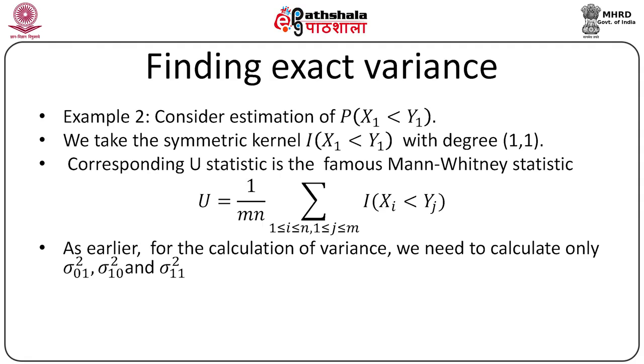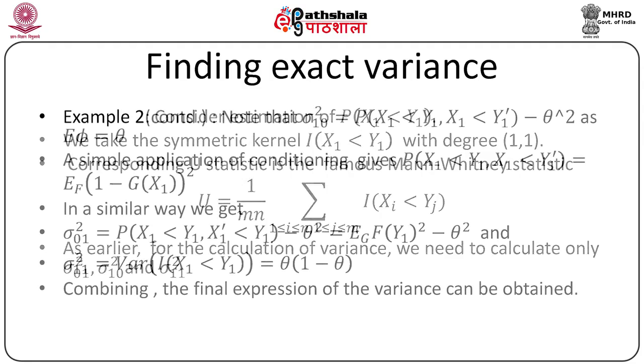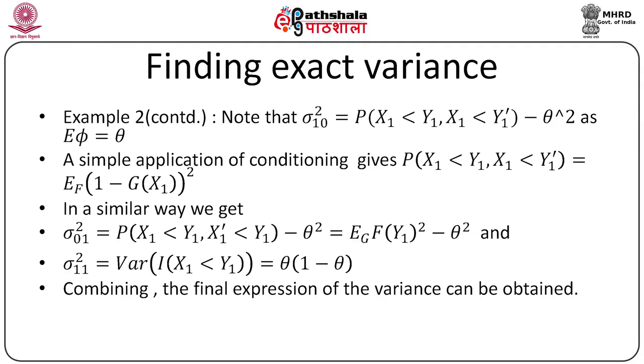As earlier, we have the choices (0, 1), (1, 0) and (1, 1) for (C, D). Thus, for the calculation of variance, we need to calculate only sigma square 0,1, sigma square 1,0 and sigma square 1,1. Note that sigma square 1,0 is nothing but the probability of x1 less than y1 and x1 less than y1 dash minus theta square, since expected value of phi is theta.